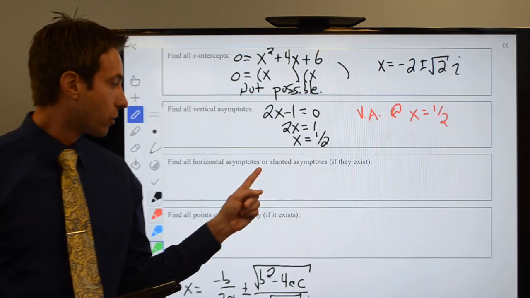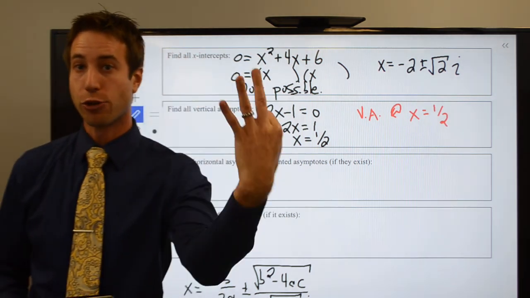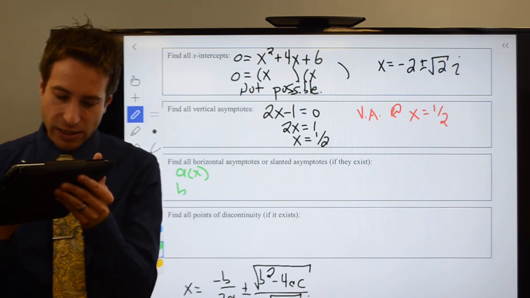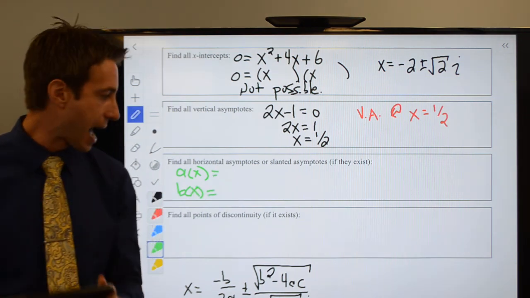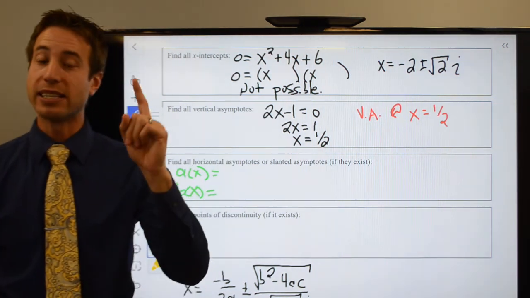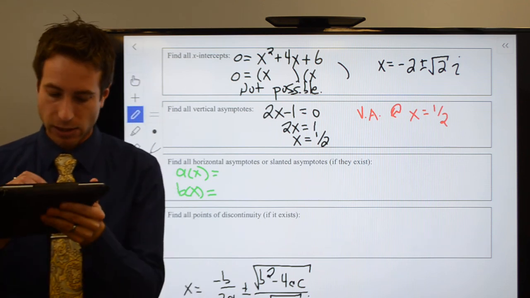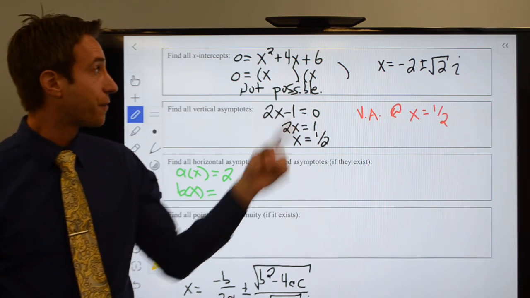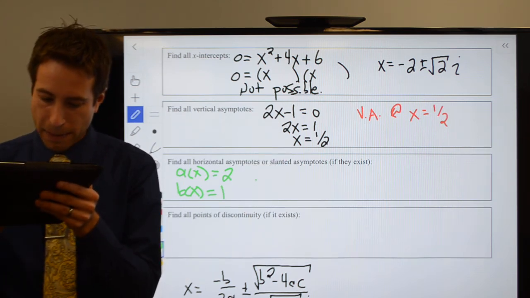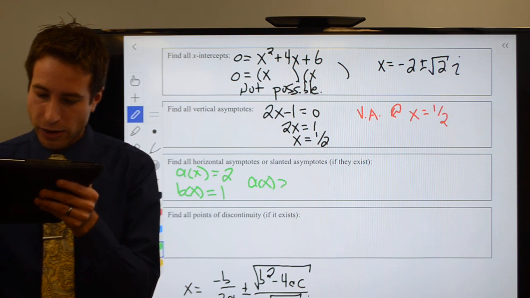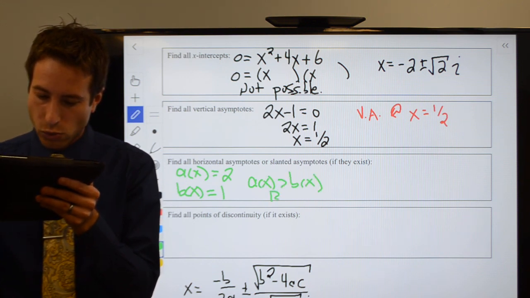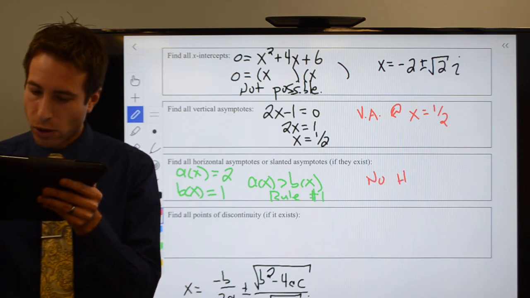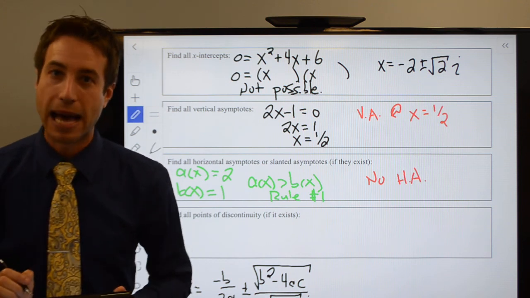All right, horizontal asymptote. Well, remember the way this works? 3 rules. And to figure out which rule it is, you need to know the degree of the top and the degree of the bottom. So let's do that. What is the degree of the top? Well, the biggest power is an x squared, so that means the degree is 2. In the bottom, the biggest power is an x to the first, so the degree is 1. That means that ax is greater than bx. Guys, this is rule number 1, which means no horizontal asymptote. What does that mean?